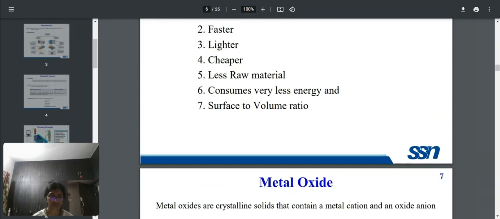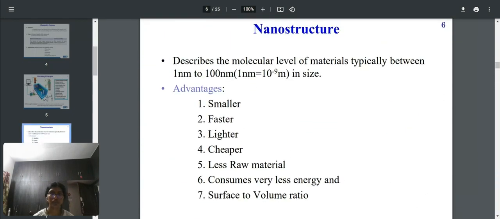So, nanostructure. Any structure that has its size in the range of 1 nanometer to 100 nanometers is said to possess a nanostructure. The advantages of nanostructures are that they are smaller, faster, lighter, cheaper, need less raw materials, consume very little energy, and have a very large surface to volume ratio, which means increased efficiency.